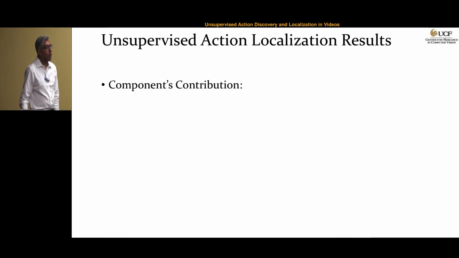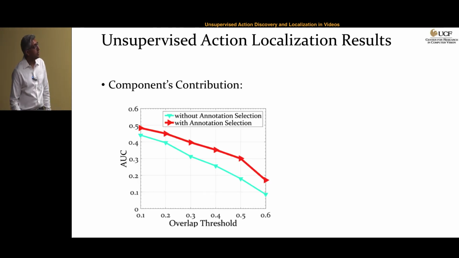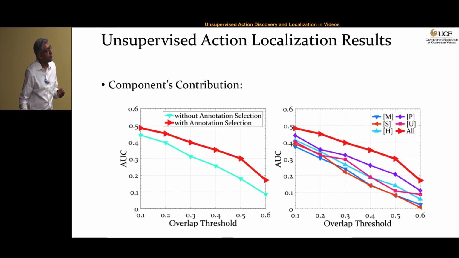Right. Now, since our method had different components to it, we want to analyze how each one of those contributed to the final performance. So first, we would like to see when we used a joint annotation selection using the quadratic programming approach, we show that we significantly improve the performance by selecting good annotations to train our action detector to perform action localization.